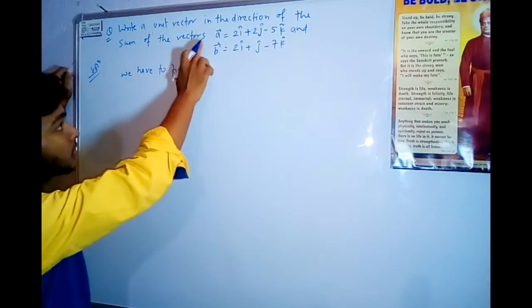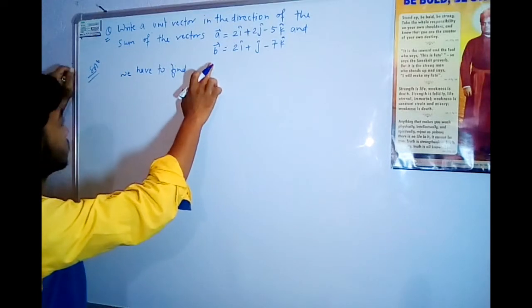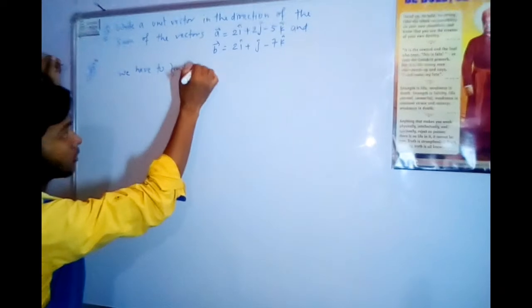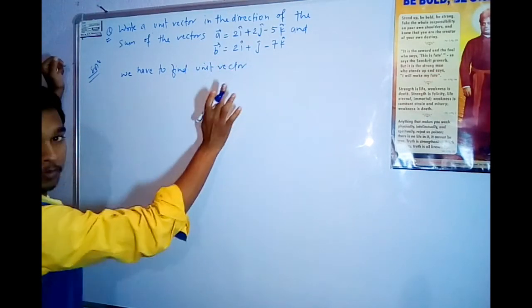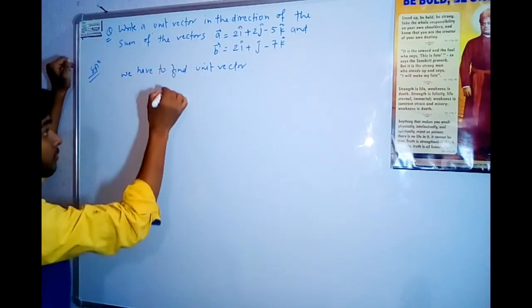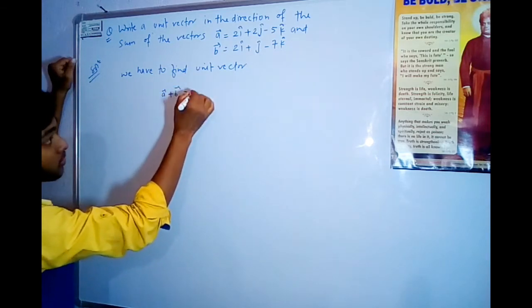Write a unit vector in the direction of the sum of two vectors A and B. So basically here we have to find the unit vector in the direction of the sum of two vectors, that is A and B. So first we have to find A plus B.